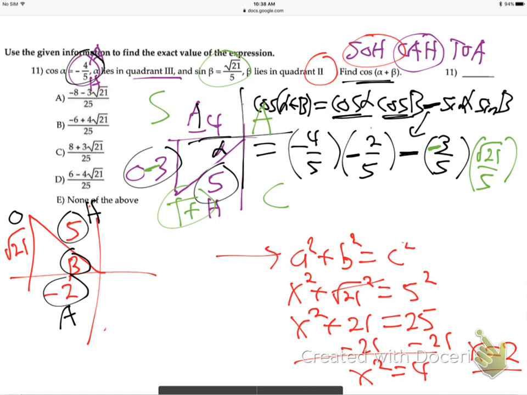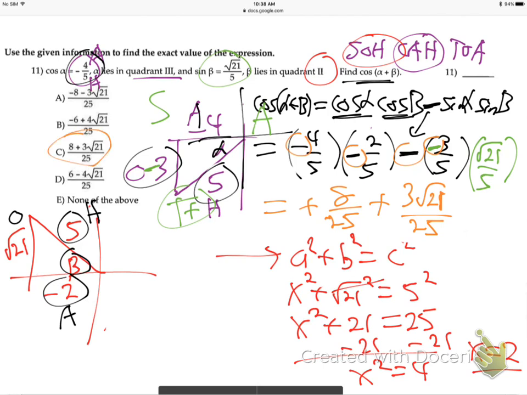All right, so we're almost done. What do we got now? Negative times negative is positive. 2 times 4 is 8 25ths. Negative and negative is positive. What is that? 3 root 21 over 25. Hopefully that answer's there. Yeah, oh, good. There it is.